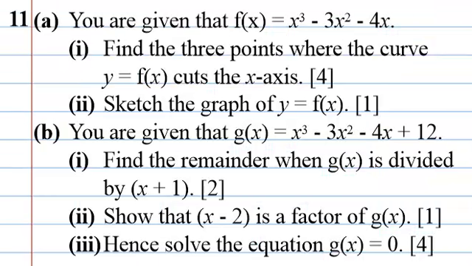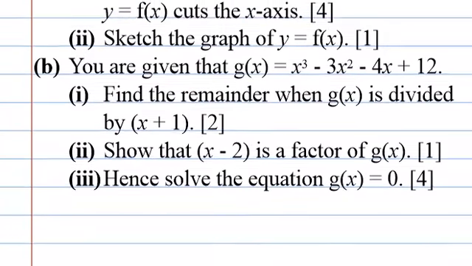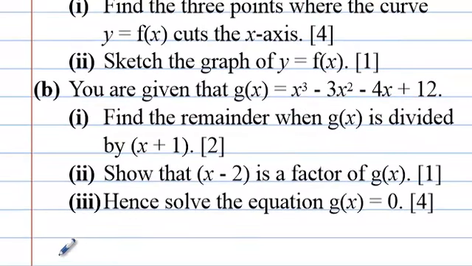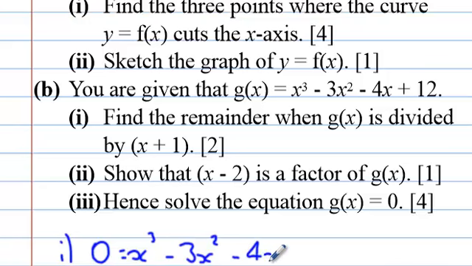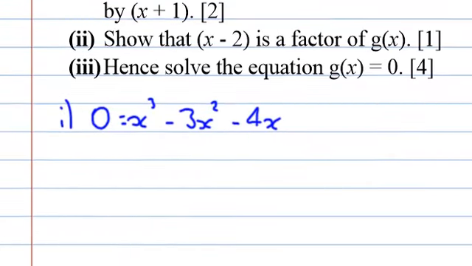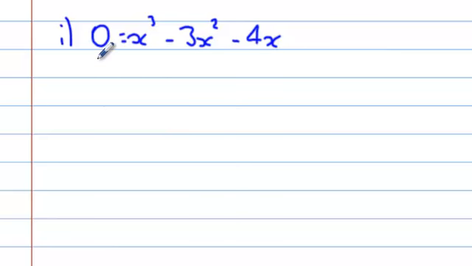Question 11. Given that function, find the 3 points where the curve cuts the x-axis. So for that we need to put the function equal to 0. So for part 1 we have 0 equals x cubed minus 3x squared minus 4x. Every term has an x in, so that makes it quite nice to begin factorising.